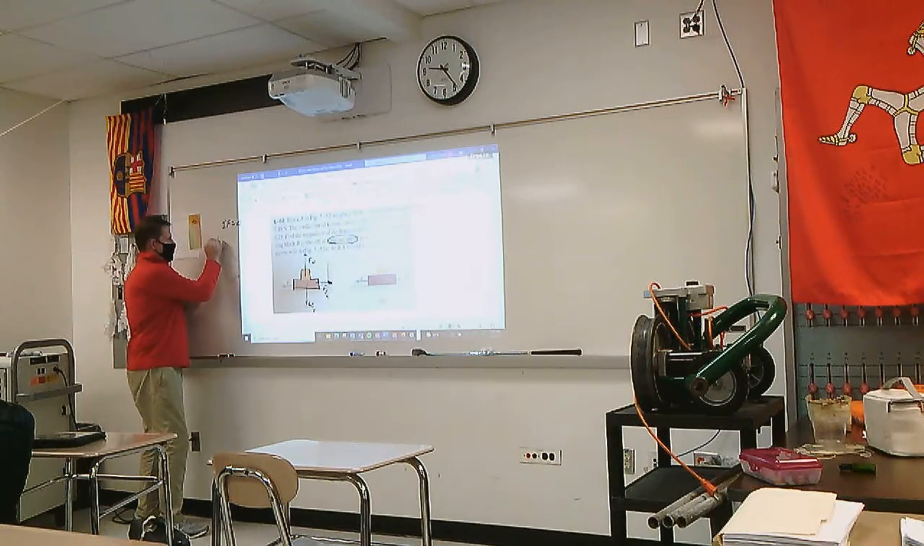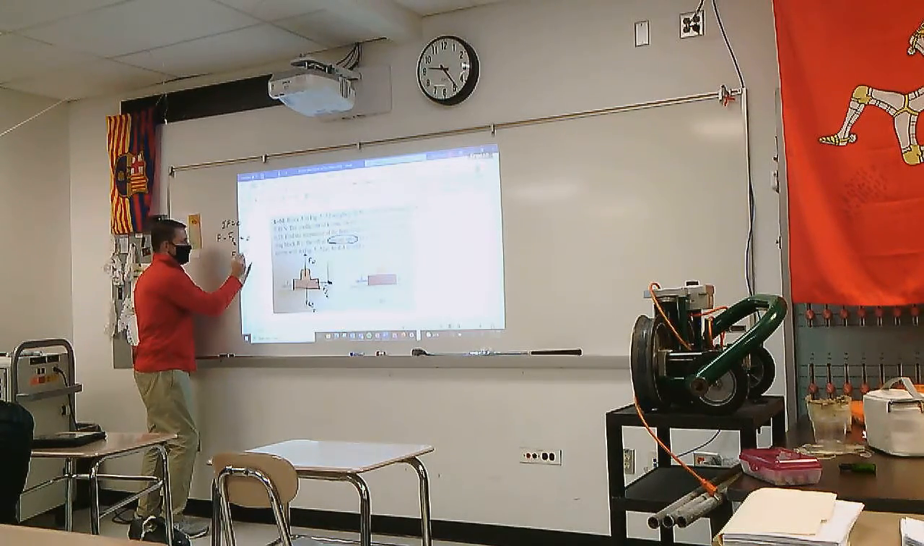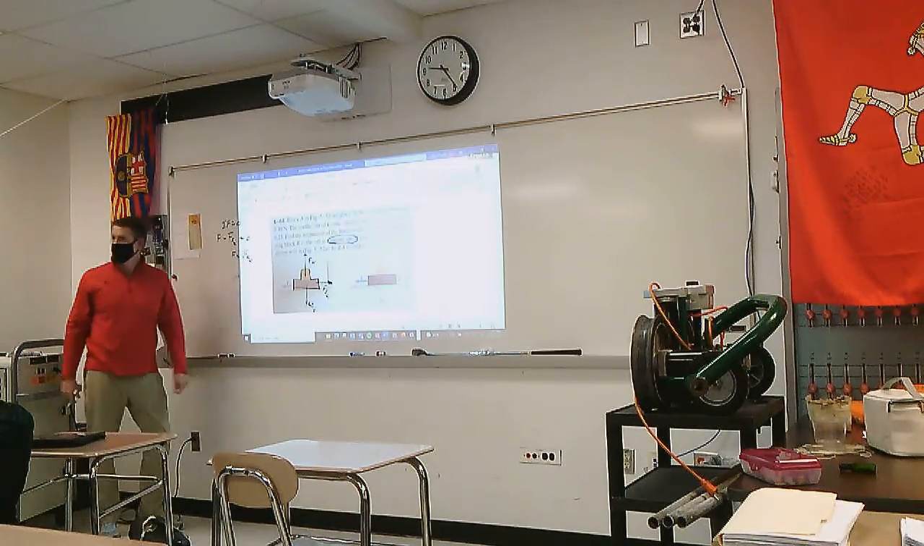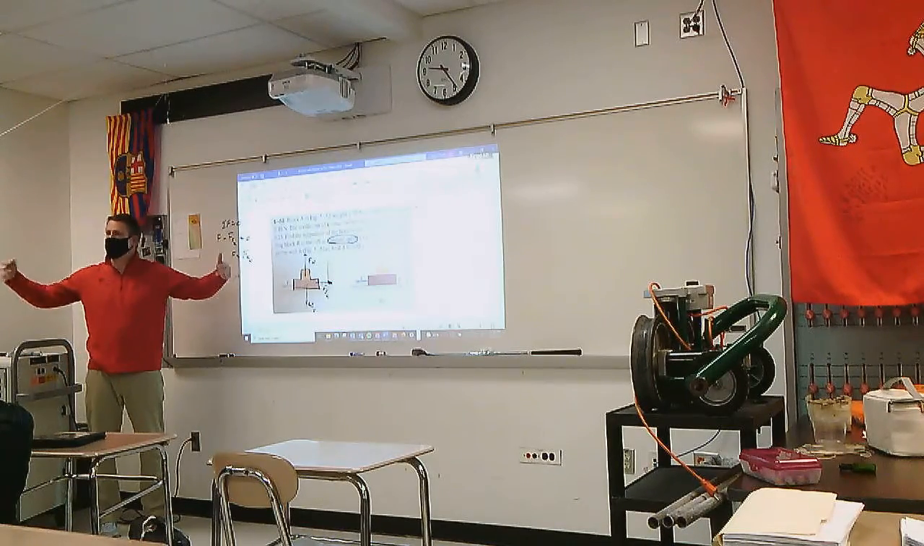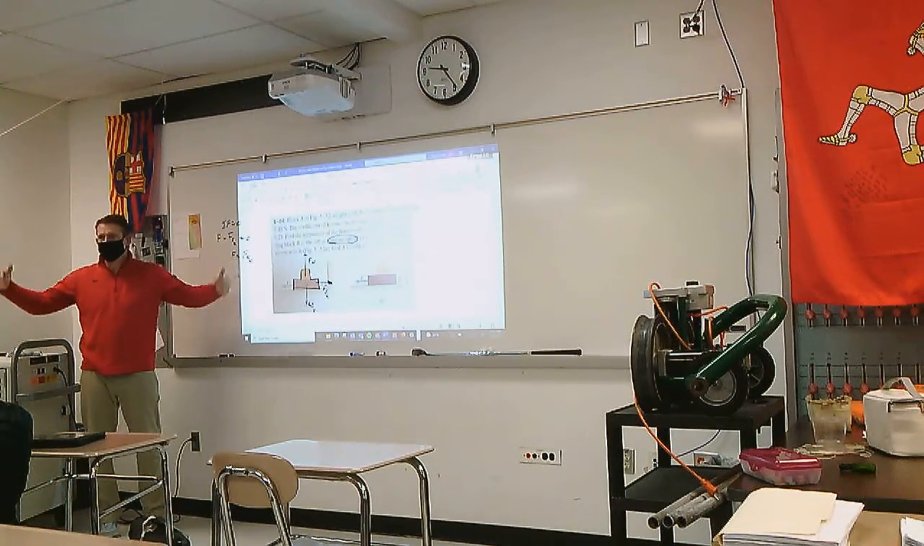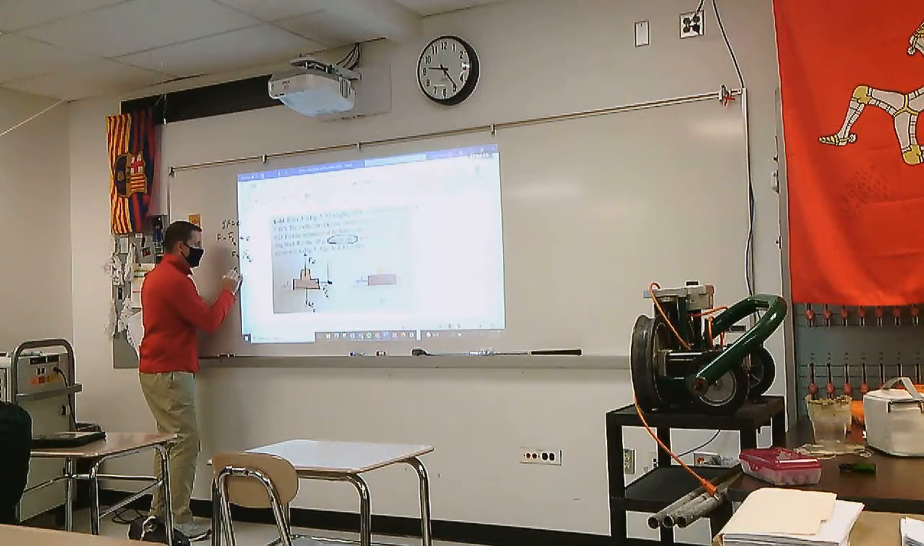Force minus the force of kinetic friction. Perfect. So then what do we know about the size of F, which is what we are trying to find? It's the same as the force of kinetic friction. Do we know the force of kinetic friction? No? What can we replace the force of kinetic friction with? Mu times the normal force.